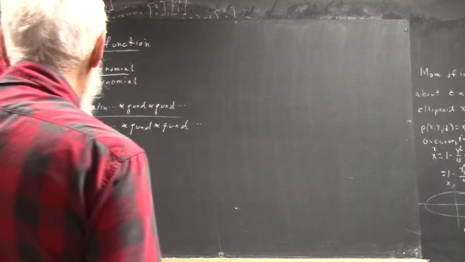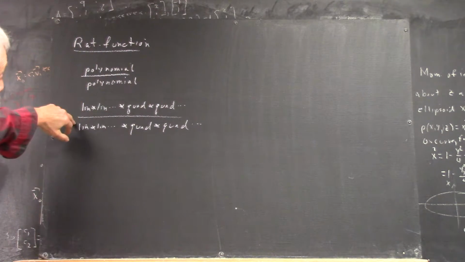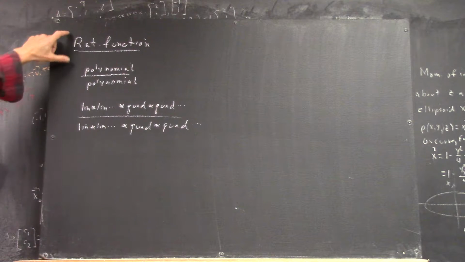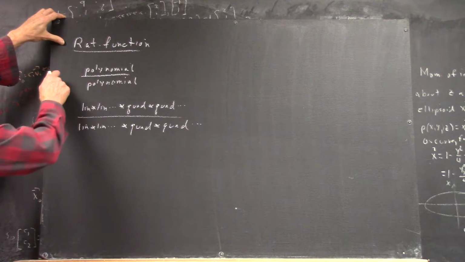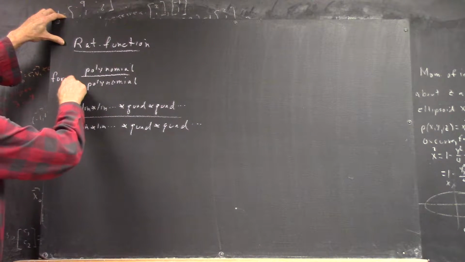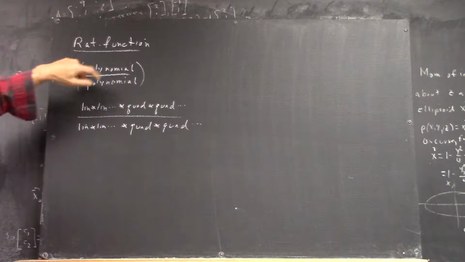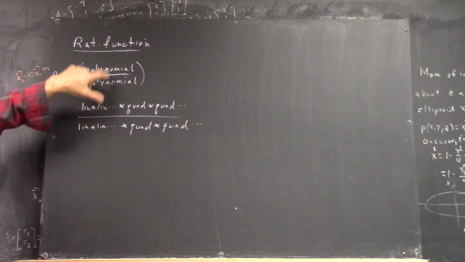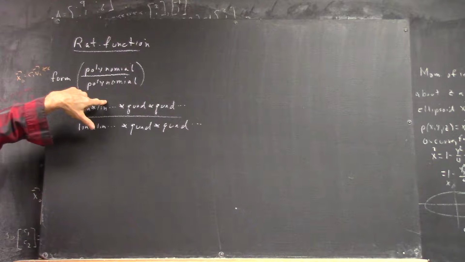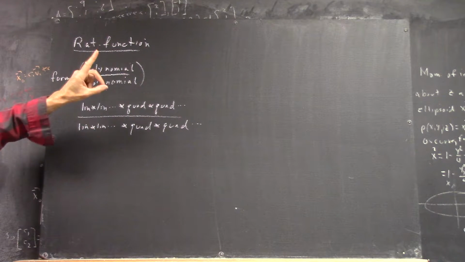And probably look at it before the homework. Okay. So, what I mean by this, a rational function is of the form polynomial divided by polynomial. And this means generally different polynomials, because if it's the same polynomial, it's not very interesting because it just reduces to 1. Okay?